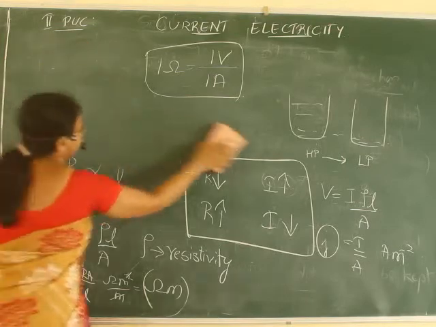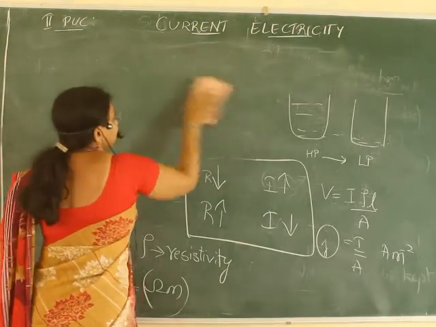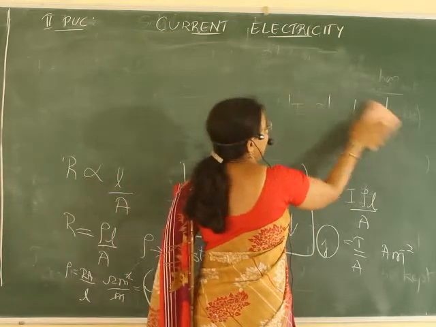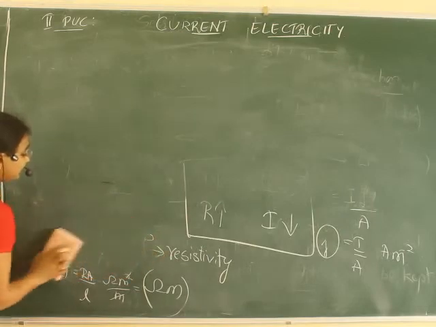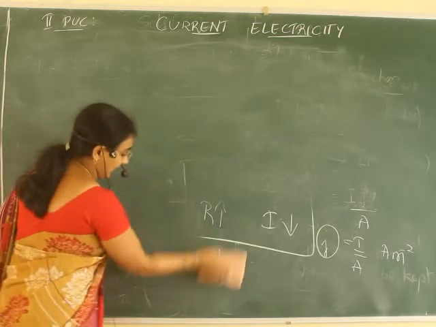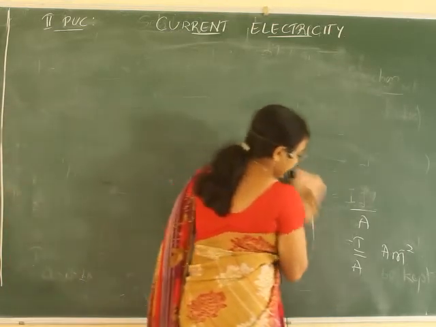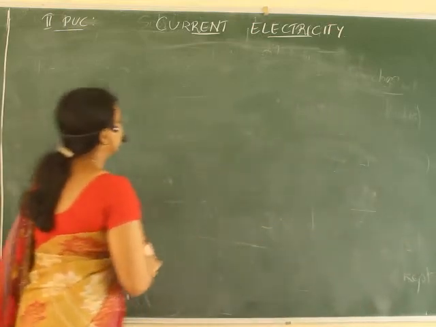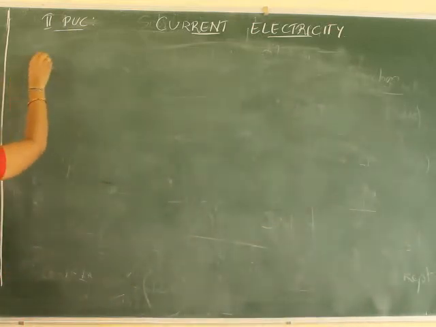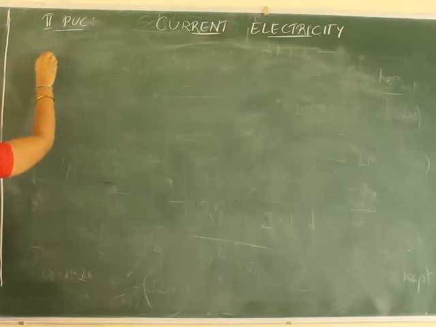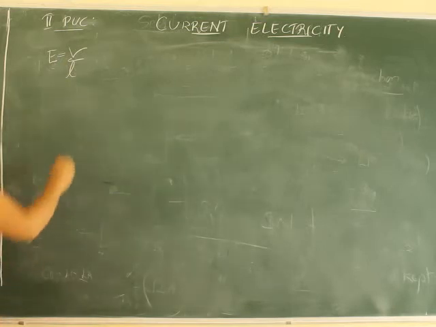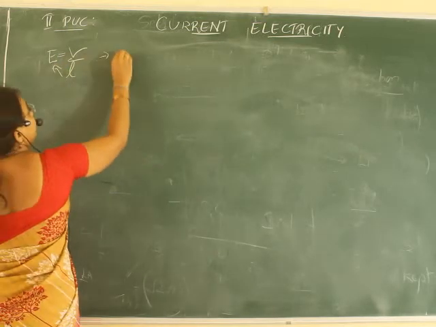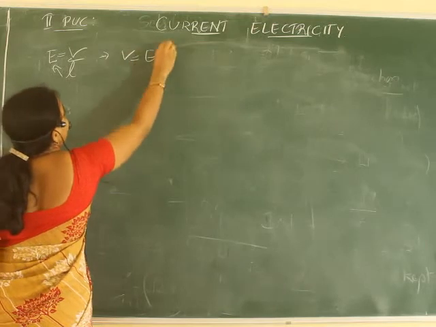Next, the concept we are moving to uses the second chapter. You know the relationship between electric field and the potential. What is the relation? E is equal to delta V by delta L, correct? So if there is a conductor of length L, then I can say E is equal to V by L, or else I can write V is equal to E into L.